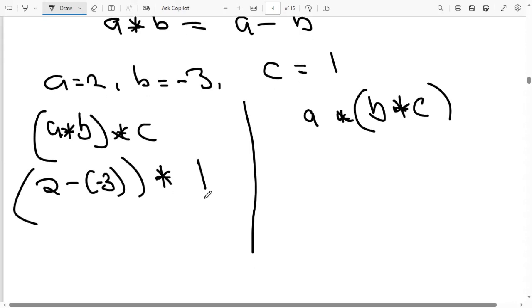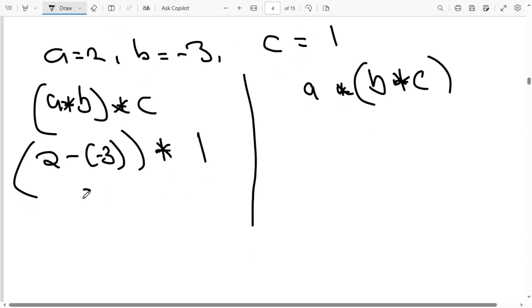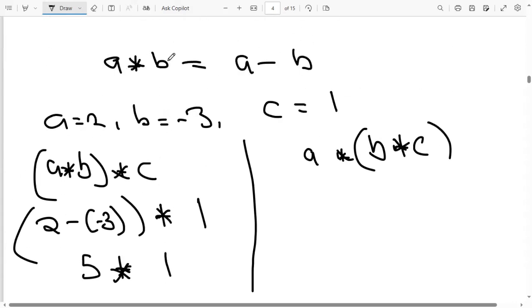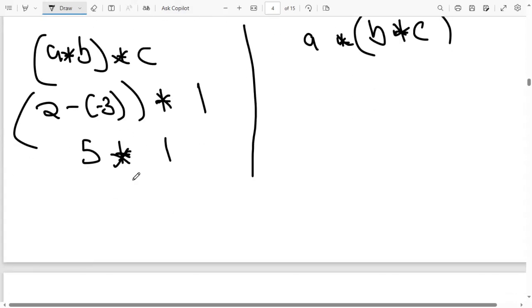What is our C? 1. So this will be -1 inside there. So -1 star 1. We are going to use this same expression here on top. So our A is -1, and then our B is what? 1. So this simply means -1 minus 1, which will give me what? A -2. Okay, so we've shown that if I have (A star B) star C, my answer is just -2.